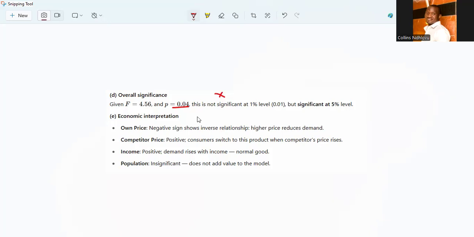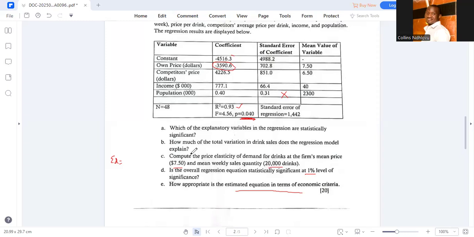In the economic interpretation, the price elasticity is negative. It shows that there's a negative relationship, meaning when we increase price, quantity demanded falls. All right, that is economic interpretation. It is elastic. We found 1.3, so any slight increase will significantly cause a change in quantity demanded. Then competitors' elasticity, we can check it here on the variable. If it's positive, we say these are what? Substitute goods. Income is also positive. It means it's a normal good.